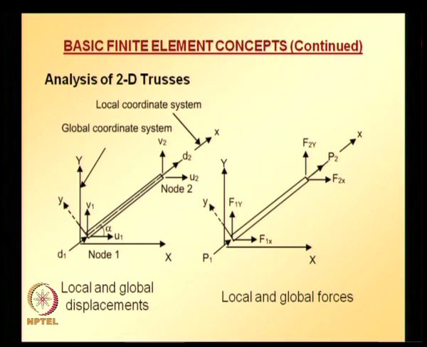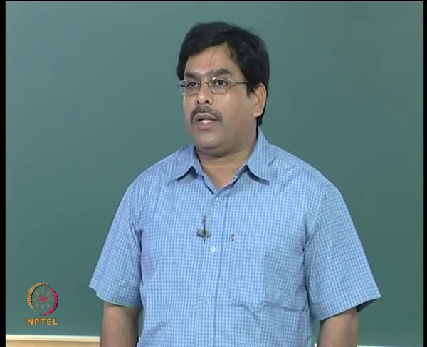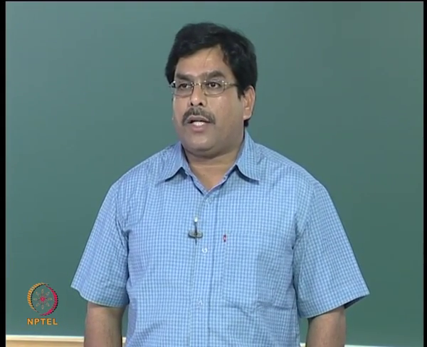The nodal displacements in the local coordinate system are denoted using small d1, small d2, and the corresponding applied forces are denoted using capital P1 and capital P2. These are in the local coordinate system, and these displacements and forces get resolved in the global coordinate system, where the global degrees of freedom are denoted using small u1, small v1 at node 1 and small u2, small v2 at node 2.